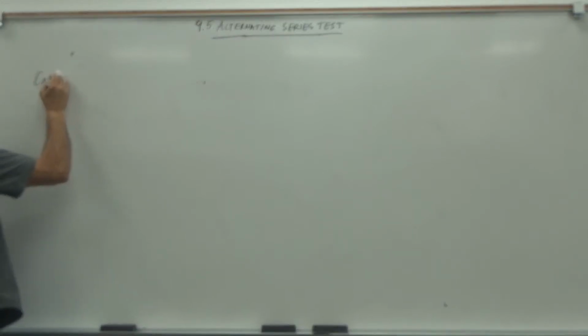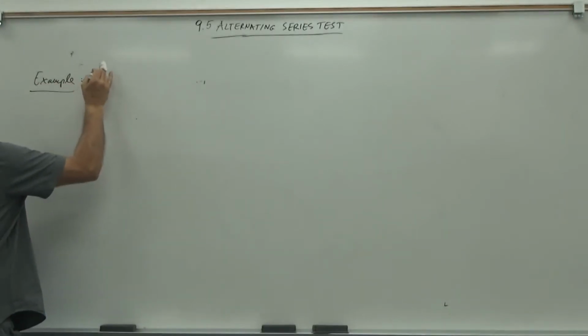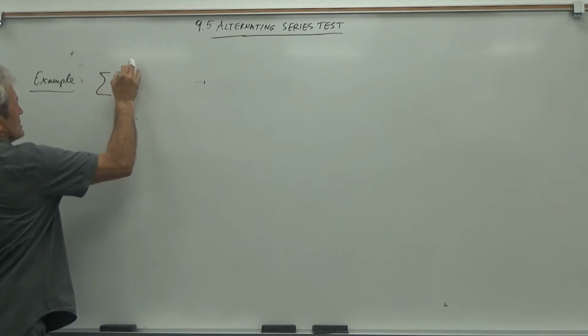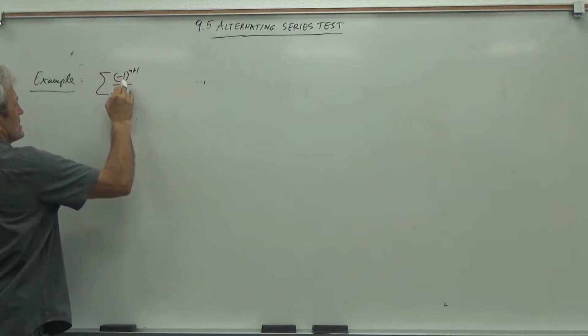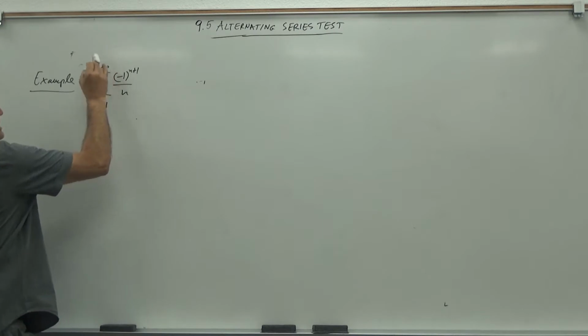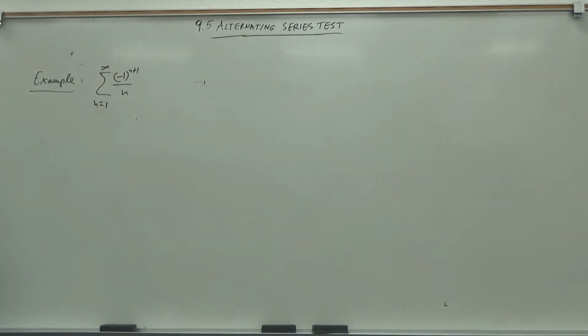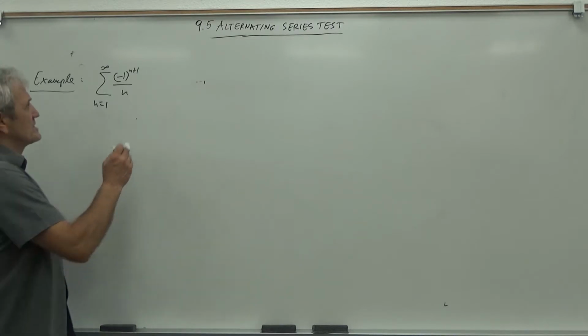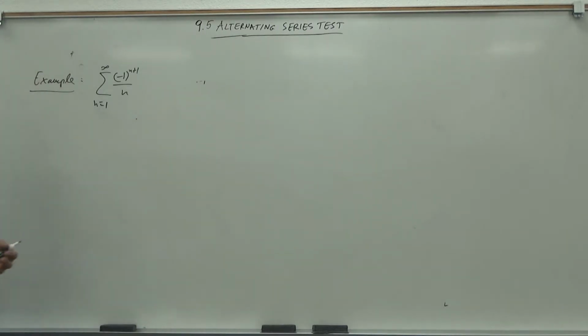For example, consider the sum of negative 1 to the n plus 1 over n, n equals 1 to infinity. We just analyzed this series a minute ago. We said it's a Leibniz series, so it's convergent. No, I don't even want to talk about it.